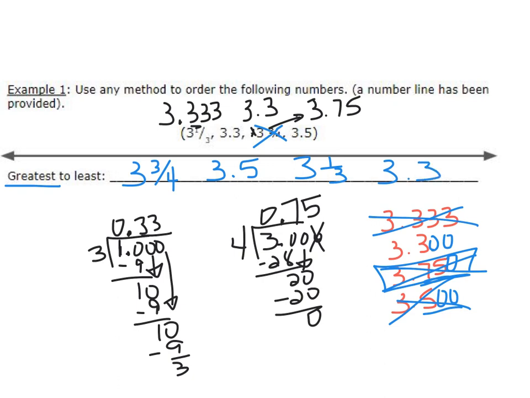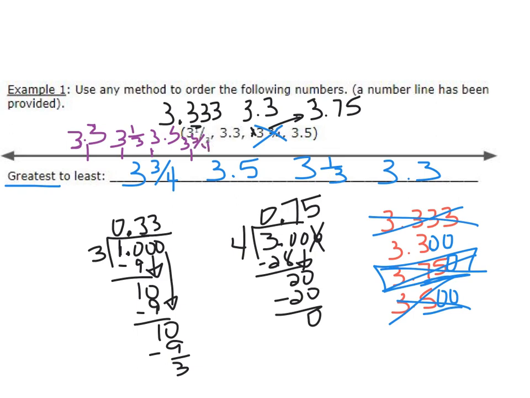Now we're going to put them on the number line. Then we would actually go ahead and put it on the number line, and the first one would be 3 3/10. Then it'll be 3 1/3. Then it's going to be 3 5/10, and then it's 3 3/4.